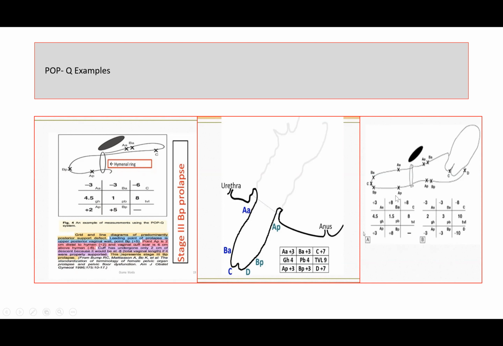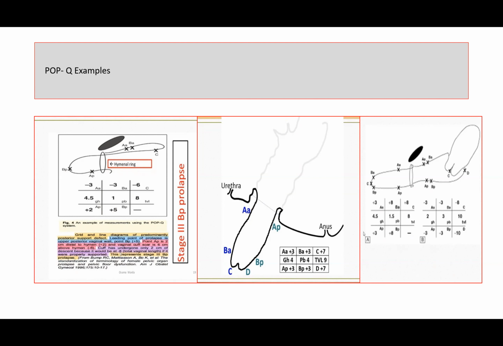Coming to BA, what is stage 4 prolapse? Because the value is big, so go to stage 4. What is stage 4? It is more than or equal to TVL minus 2. TVL is 8. 8 minus 2 is 6. So more than or equal to 6. So here in BA, it is stage 4 prolapse.